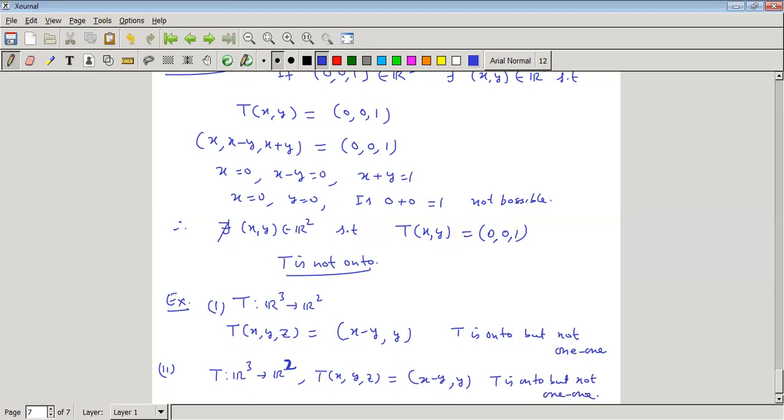So try these examples. We will discuss theorems related to this topic in the next lecture.